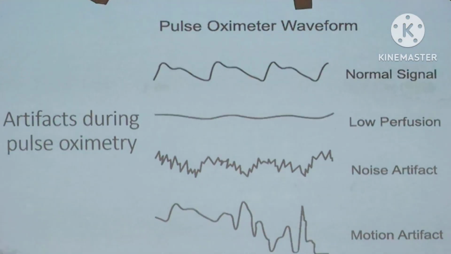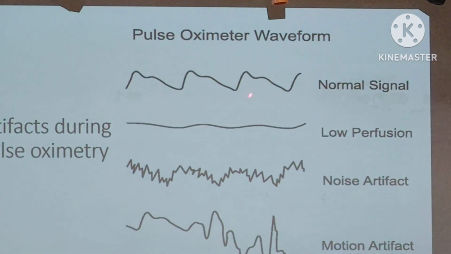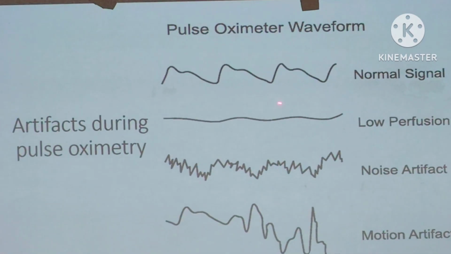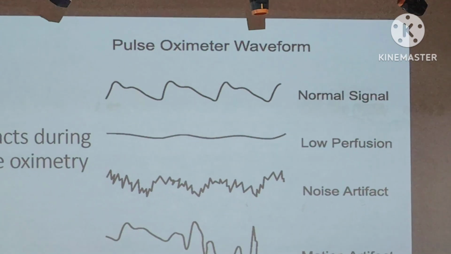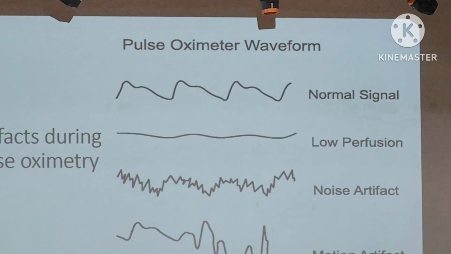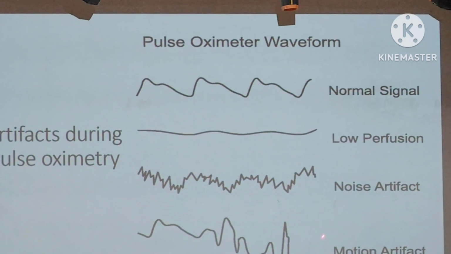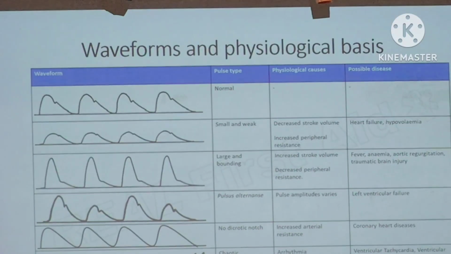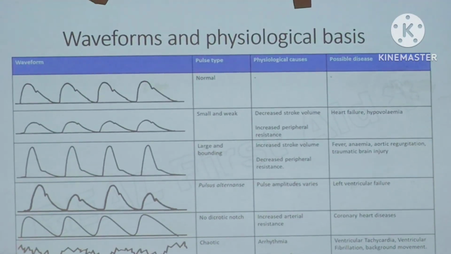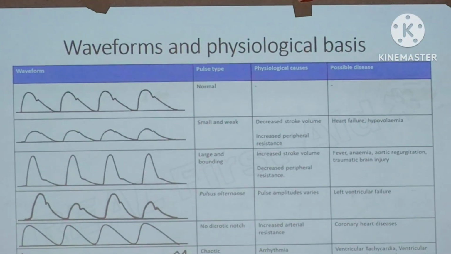And these are some kinds of artifacts. Suppose this is a normal signal. Sometimes the signal can be like this. This can be a low perfusion state, or sometimes the oximeter is detached from the patient. Then this is a noise artifact. This is a motion artifact. Some kinds of artifacts can be there. And how to interpret these waveforms, and what is the physiological basis, and when to intervene.